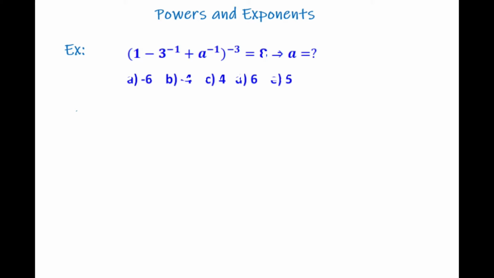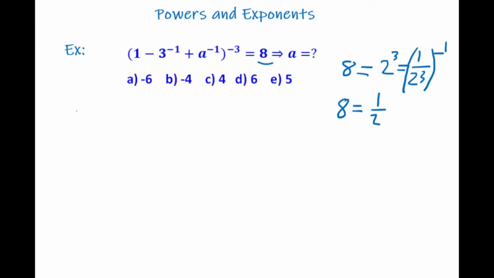So here, as you can see on the left, we have something to the power of -3, and on the right, we have 8. So I'll try to write the right side, which means 8, as something to the power of -3. So 2 can be written as 2 to the power of 3, and this can be written as 1 divided by 2 to the power of 3 to the power of -1. In other words, 8 can be written as 1 divided by 2 to the power of, if you multiply 3 by -1, okay, it's going to be -3.